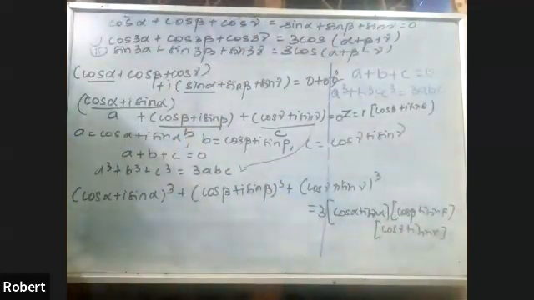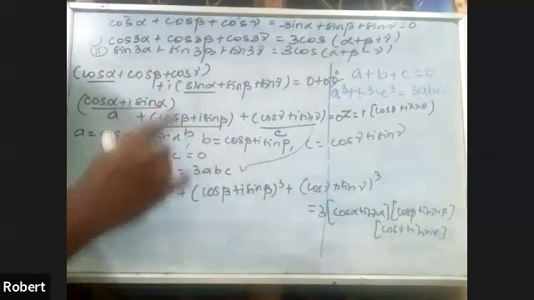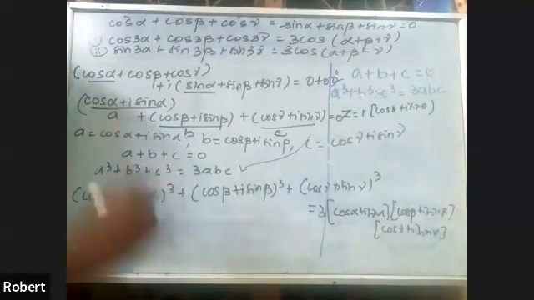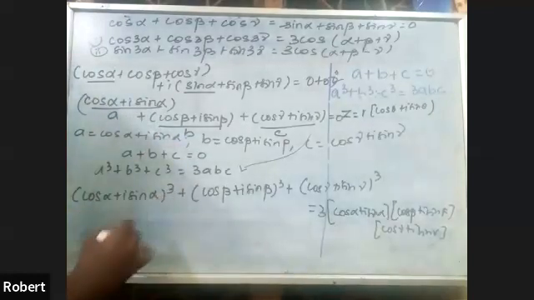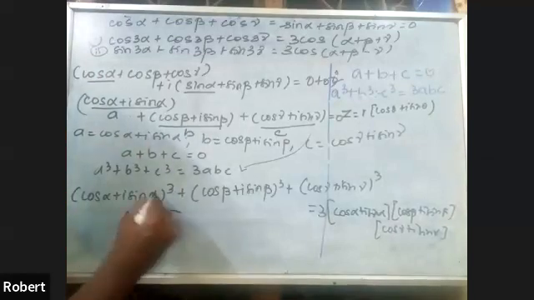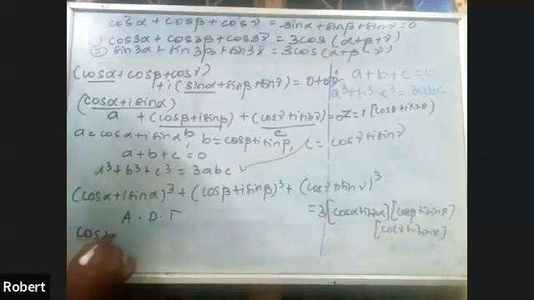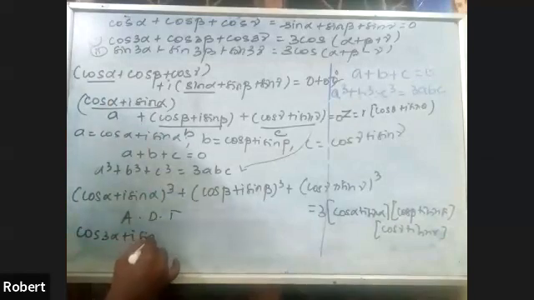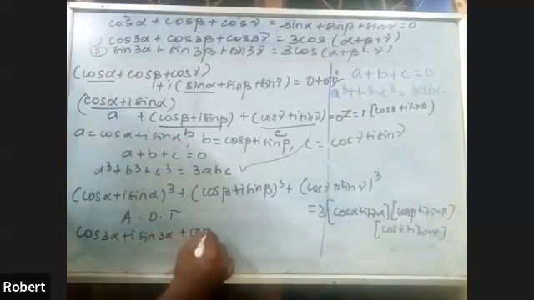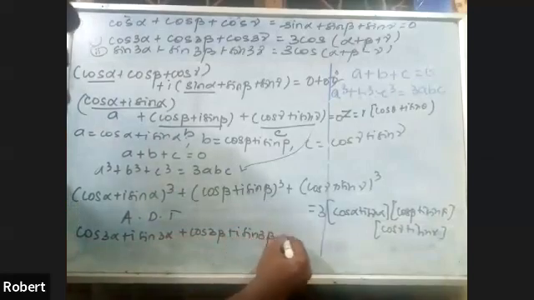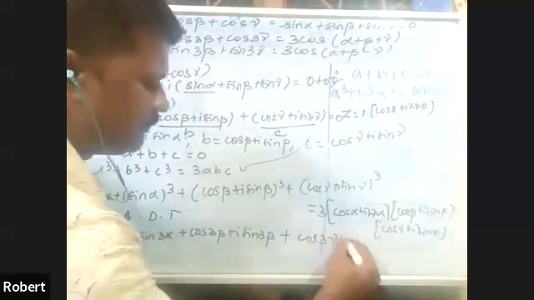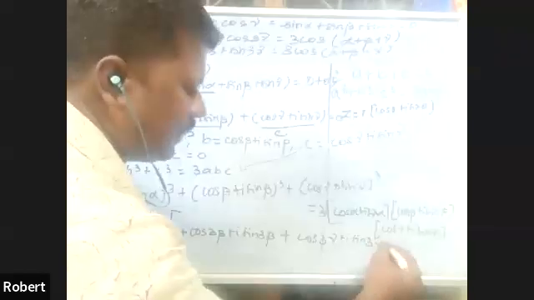Now, using De Moivre's theorem. What does De Moivre's theorem say? Cos theta plus I sin theta whole power n, I can write this as cos n theta plus I sin n theta. Now use De Moivre's theorem. Apply De Moivre's theorem. This becomes cos 3 alpha plus I sin 3 alpha. Here we have cos 3 beta plus I sin 3 beta plus cos 3 gamma plus I sin 3 gamma.